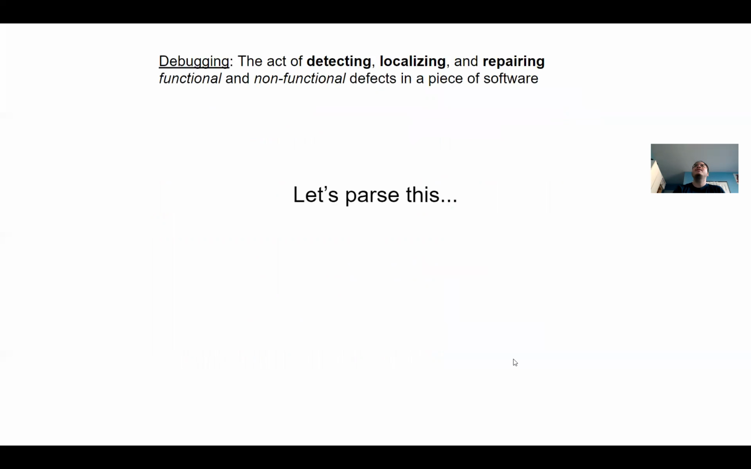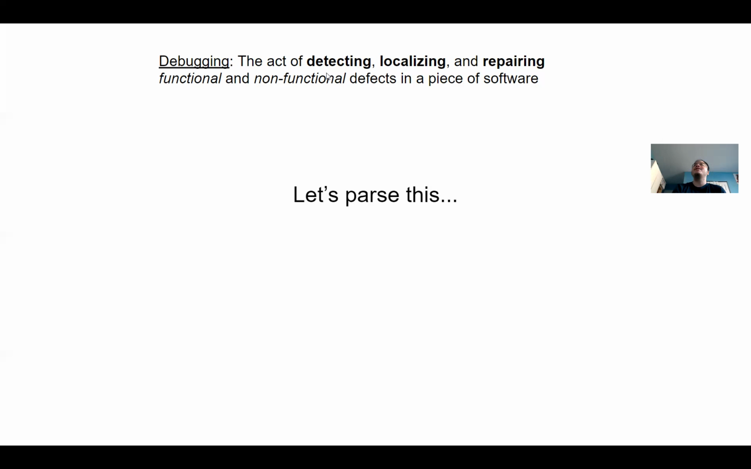There's a lot of different terms that I'm using here, which you're probably not understanding at this point. So we're going to parse this definition a little bit, so you guys have a better scope or better understanding of what it means. So let's start with the first three words right here. So we have detecting, localizing, and repairing.